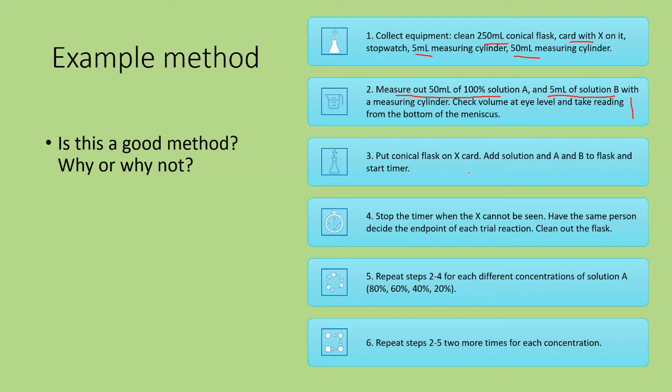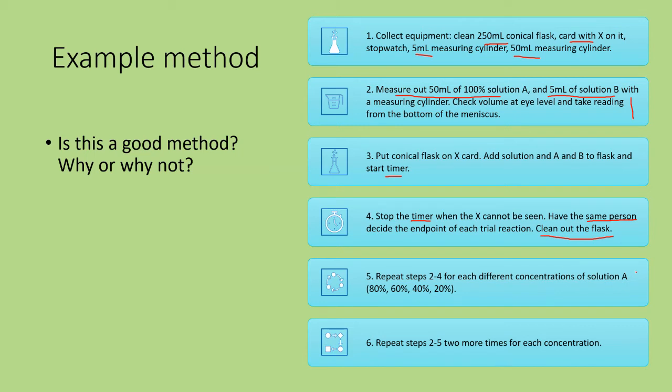Put the conical flask on the X card, add solutions A and B to the flask, and start the timer. Stop the timer when the X cannot be seen. Have the same person decide. That's another control there. Clean out the flask. That's an important control so that the starting point is always the same. We've got a nice clean flask.